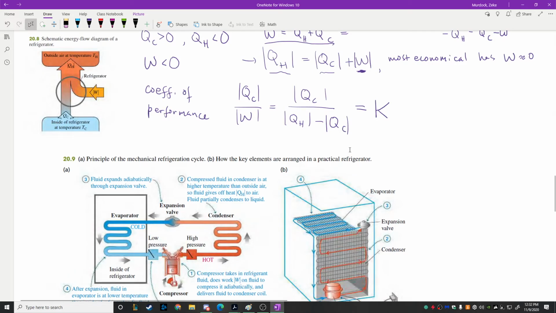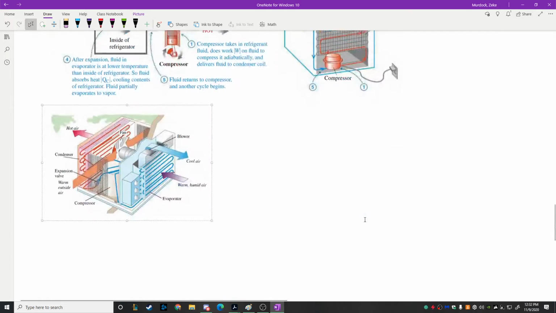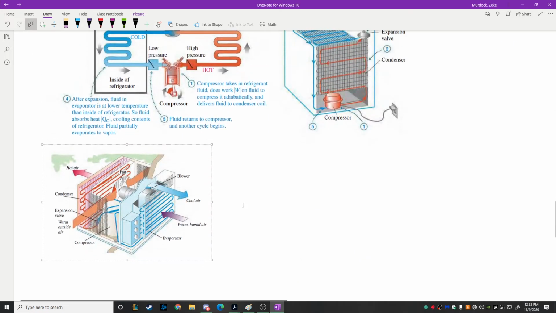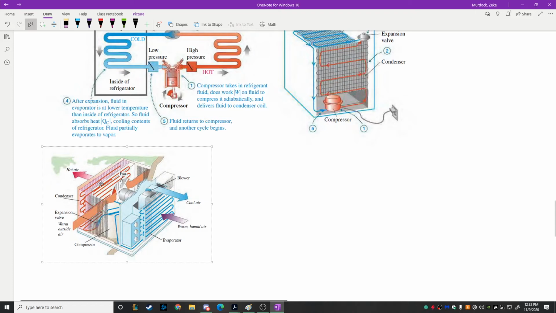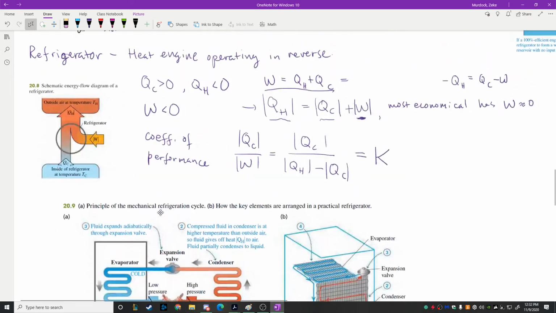Okay, let's say one more thing. A heat pump is another version of this where you basically flip it around. With a heat pump, you try to heat a building by using a refrigerator in reverse, basically. That's called a heat pump, if you see that language.